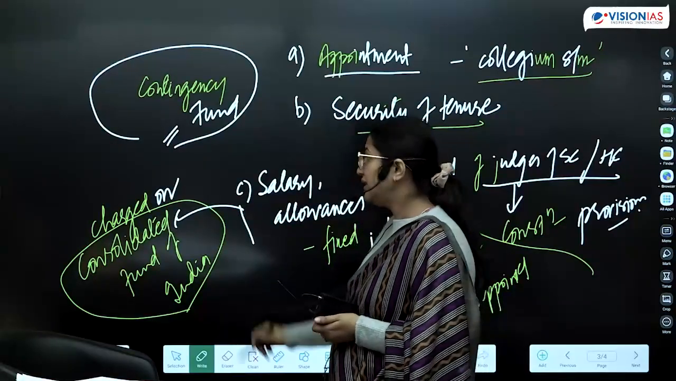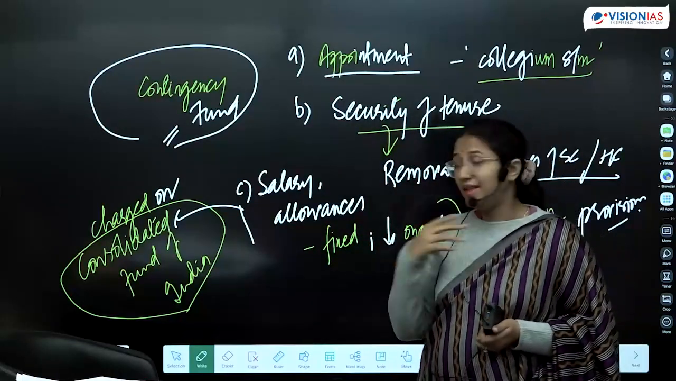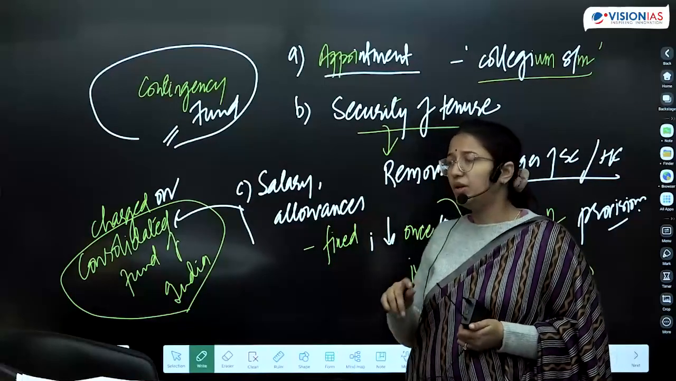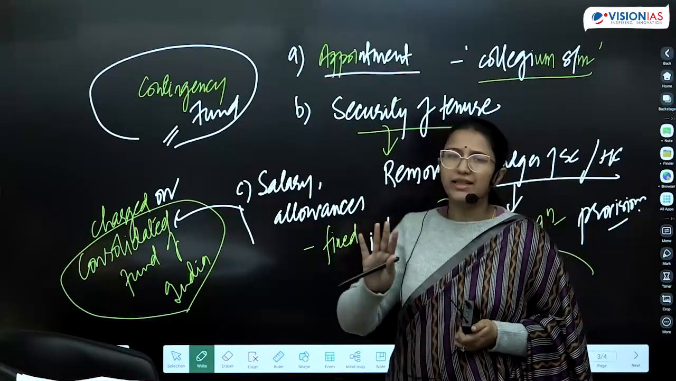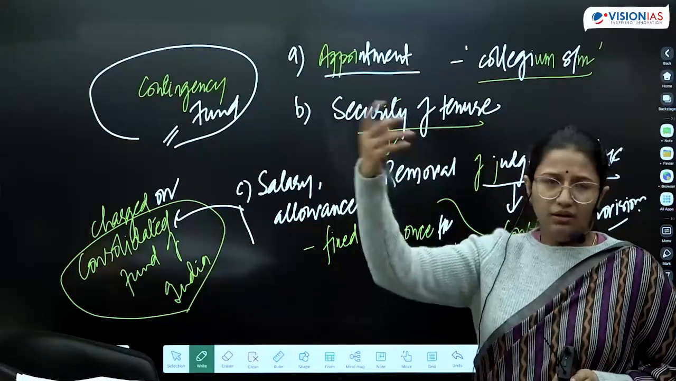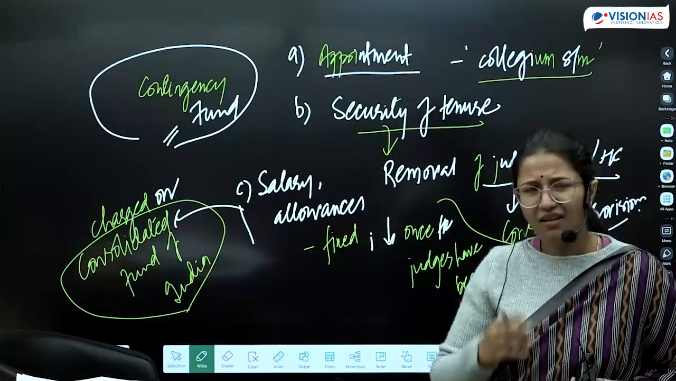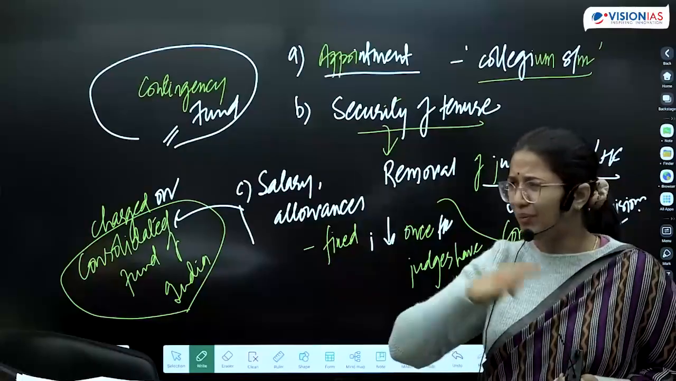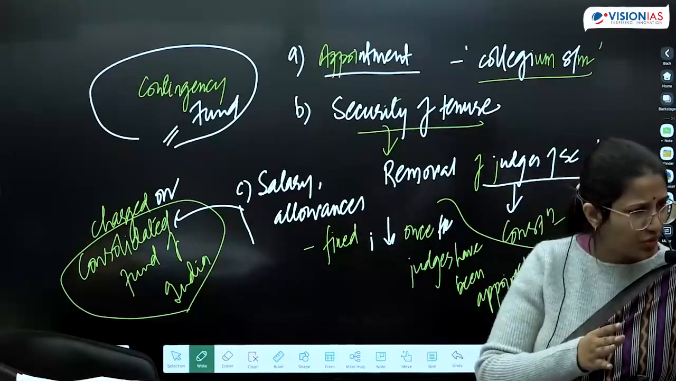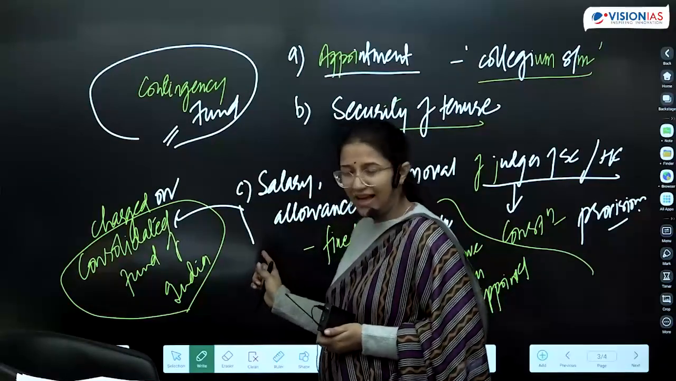Fine. Now, however, when it comes to salary and allowances of the judges, if these salary and allowances were made votable, if every year the parliament were to vote, this year only this much money will be released for salaries of the judges, next year maybe 100 crore more, next year maybe 200 crore less, then it will create a dependency of the judges on the parliament. So that is what we do not want. We want independence. So the salaries and allowances and pensions are charged.